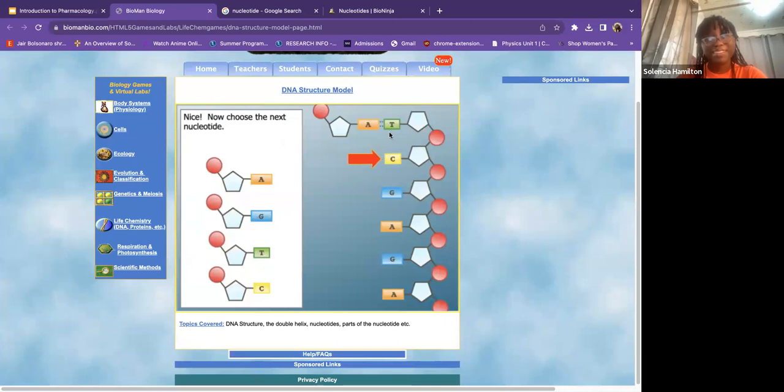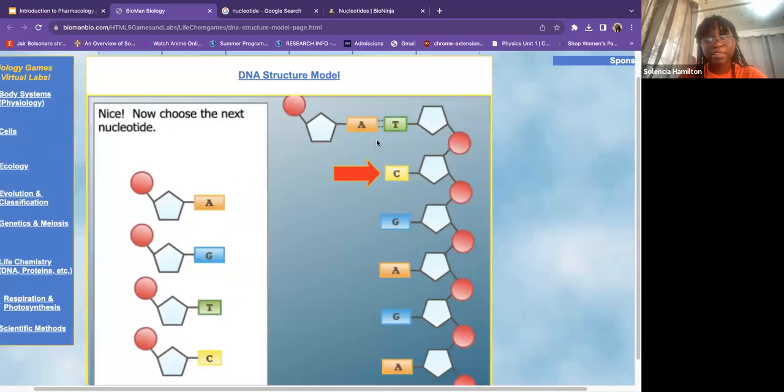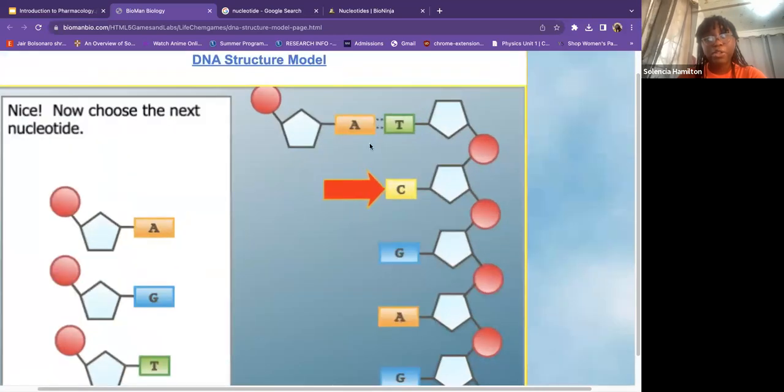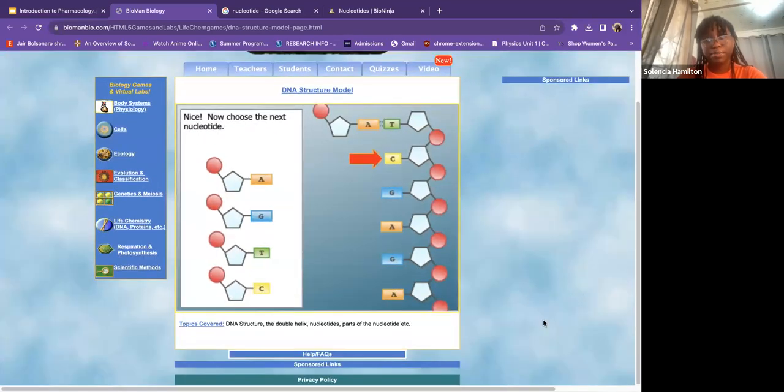Oh, sorry. I'm just reading that. They want you to show how the bond was formed. Hopefully you guys got that. So by adding the A with the T, we formed bonds between those bases. So A and T, there's like little dots right there, and we call those hydrogen bonds.